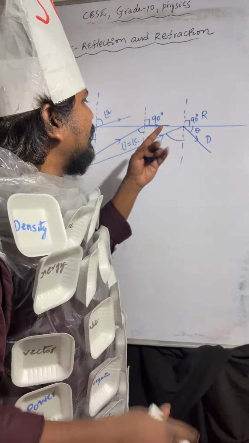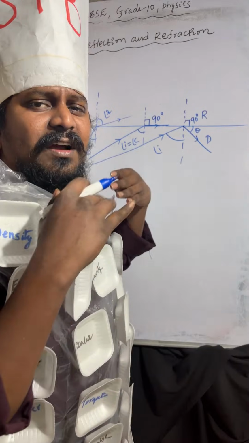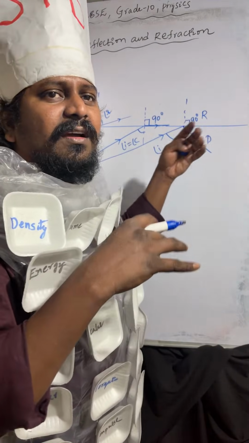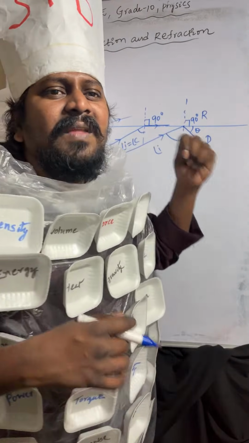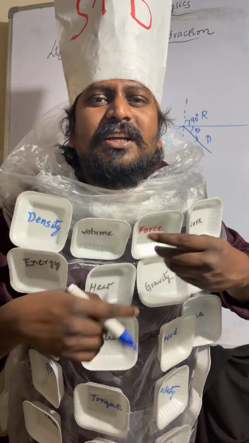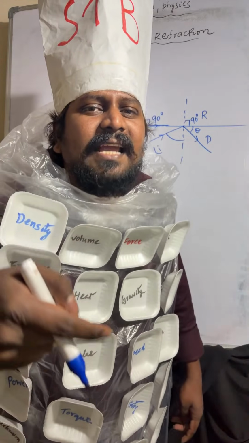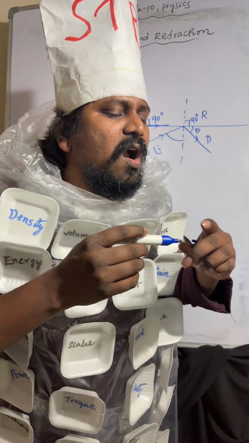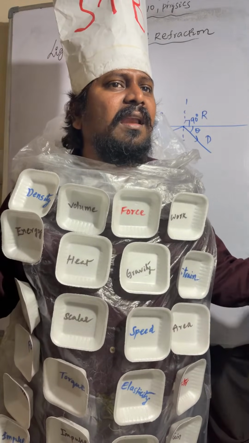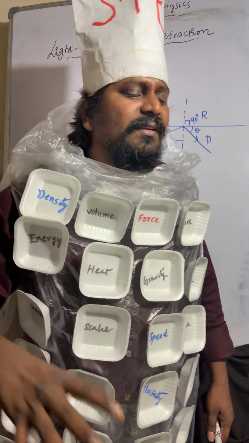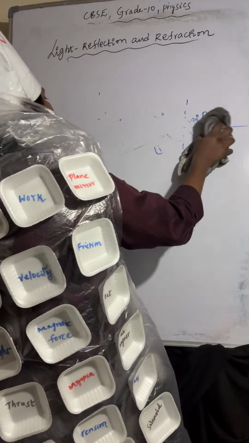That angle is called the critical angle. If the light ray passing from denser to rarer medium makes more than 90 degrees with the normal line in the rarer medium, then that light ray reflects back into the same medium. That phenomenon is called total internal reflection.